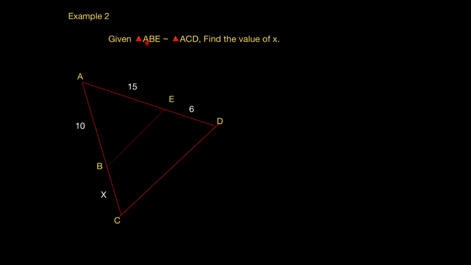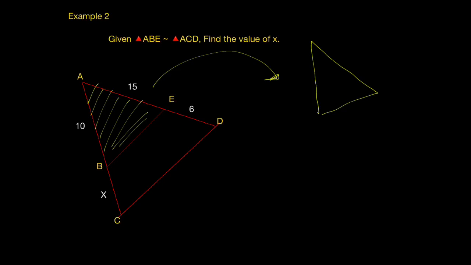Example 2, given triangle ABE similar to triangle ACD, find the value of x. In this variation, we see that we have a small triangle encapsulated inside a bigger triangle. So my strategy here is going to be to separate these. So I'm going to redraw this part right here. So this is the small triangle. I'm going to go ahead and redraw it here. So I'm going to get a triangle AEB.